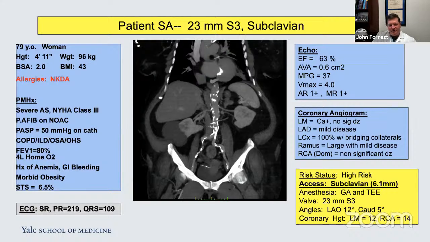We've done a couple of percutaneous subclavians, although we tend to still cut down for our subclavians. And you can see our plan there with a TEE, a 23 millimeter Sapien valve. So let's take a look a little bit more as we're doing her case planning.